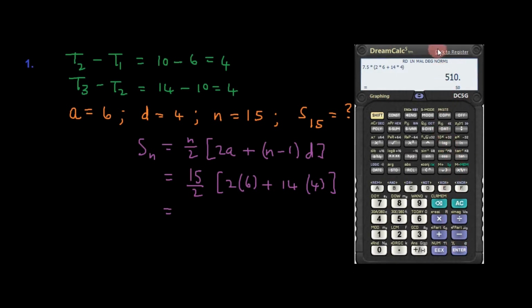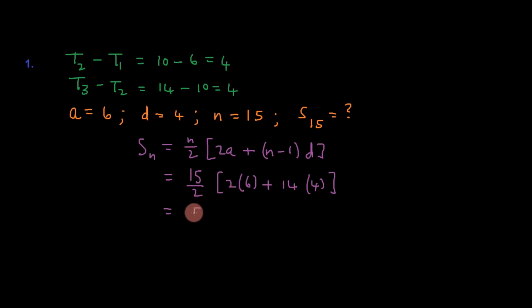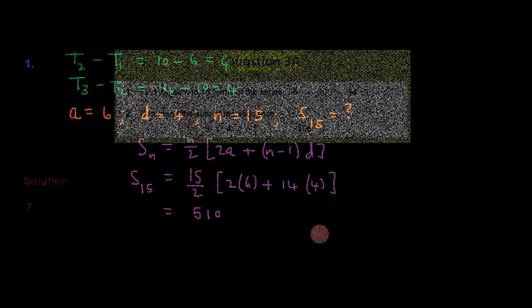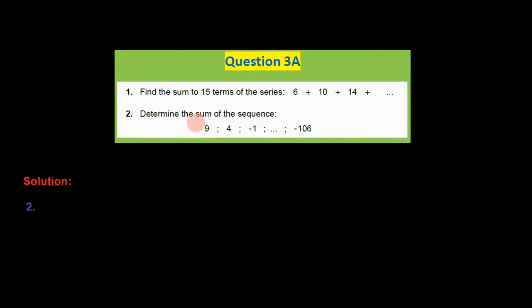And it's 510. So then the sum to 15 terms, S sub 15, is 510. In a second question here, we have to find the sum of the sequence.